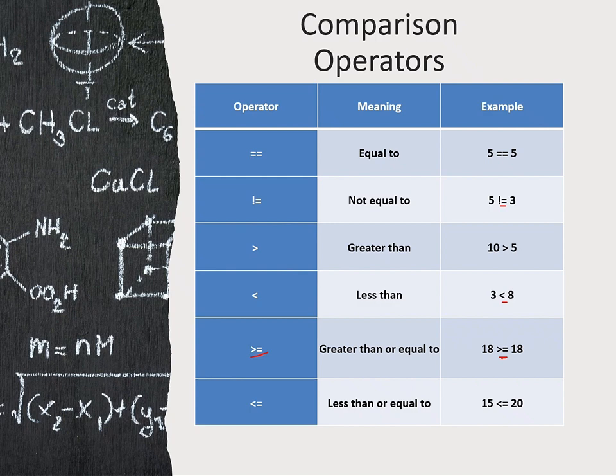So we also have less than or equal to, which is what? 15 is less than or equal to 20. So any number less than 20 or 20 itself. So 15 is less than or equal to 20. 20 itself cannot be less than 20. Let's say 19. So 15 is less than or equal to 20.